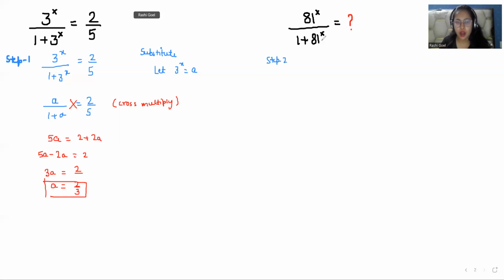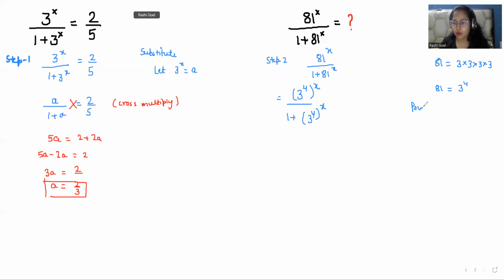In step 2, here we have 81 power x over 1 plus 81 power x. So I can write 81 as 3 times 3 times 3 times 3, that is 3 power 4. So in place of 81, I can write 3 power 4. So it looks like 3 power 4, whole power x, over 1 plus 3 power 4, whole power x.